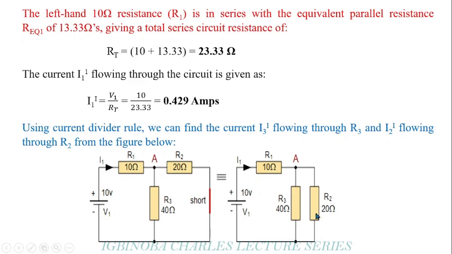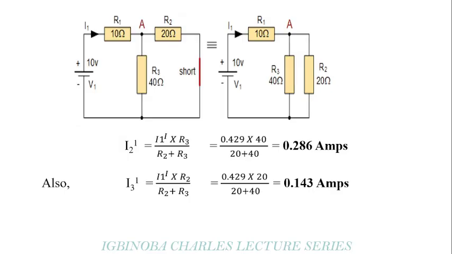What is left now is for us to calculate the current flowing through the 40 ohm resistor and the current flowing through the 20 ohm resistor. At this point, we refer to the current flowing through the 40 ohm resistor as I3 prime, and we refer to the current flowing through the 20 ohm resistor as I2 prime. So we apply the current division law again in order to do that. I2 prime, which is the current flowing through the 20 ohm resistor, equals I1 prime times I3 all over R2 plus I3.